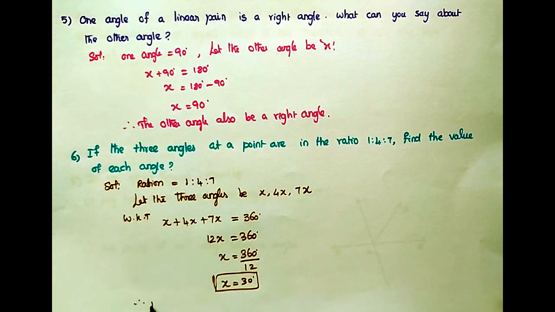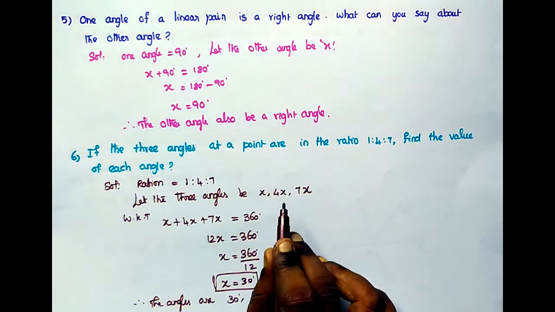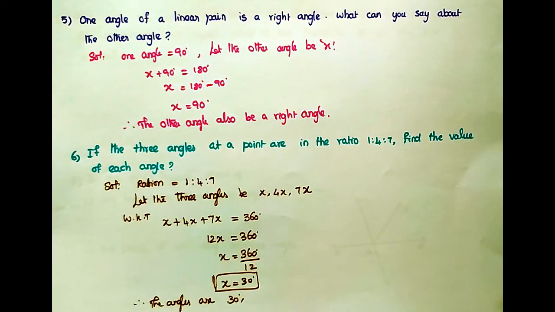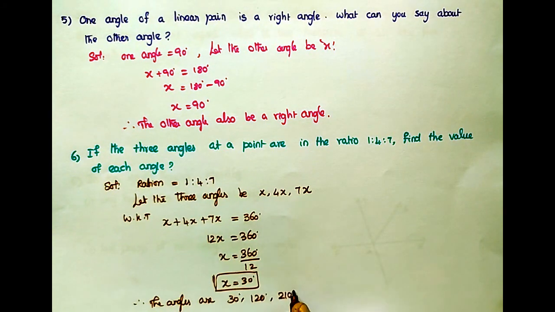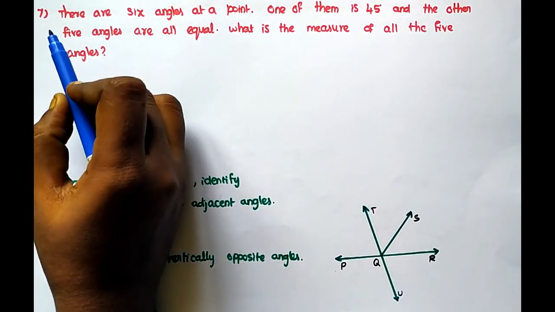Therefore, the angles are: first one x, that is 30 degree. Next 4x, 4 into 30, that is 120 degree, and 7 into 30, 210 degree. So these are the three angles. That is the answer. Seventh sum.